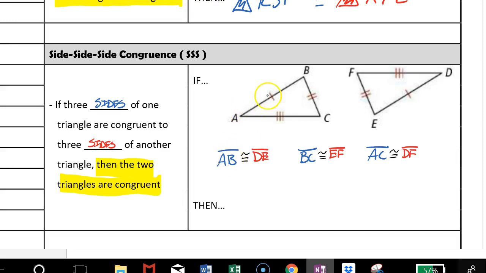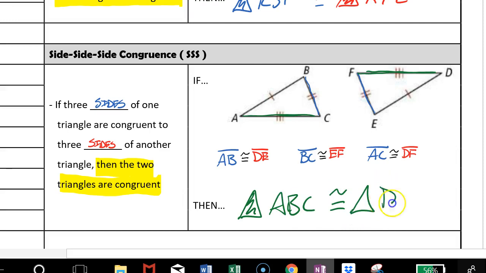So here I'm saying AB is congruent to DE. We're showing that BC is congruent to EF. And we can show that AC is congruent to FD. Then we can say that the full triangle ABC is congruent to triangle DEF.